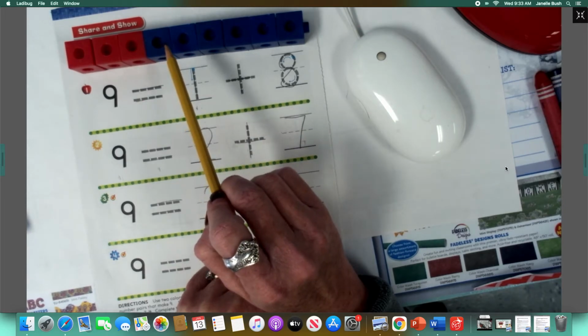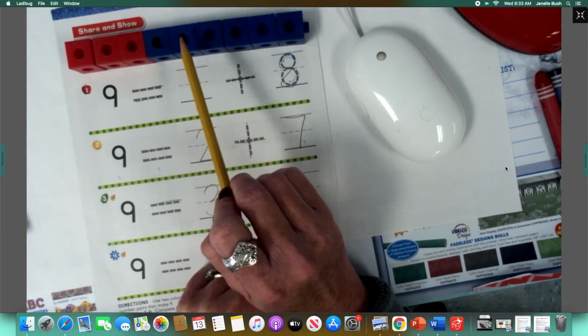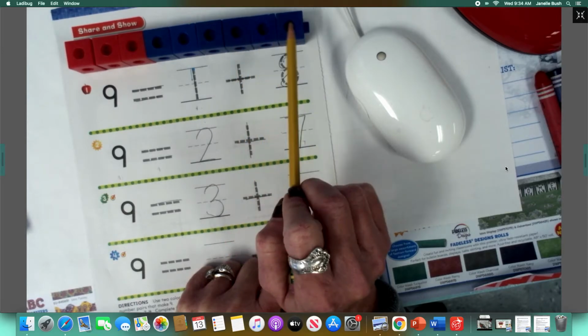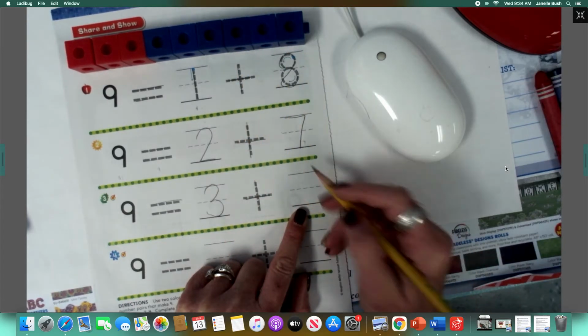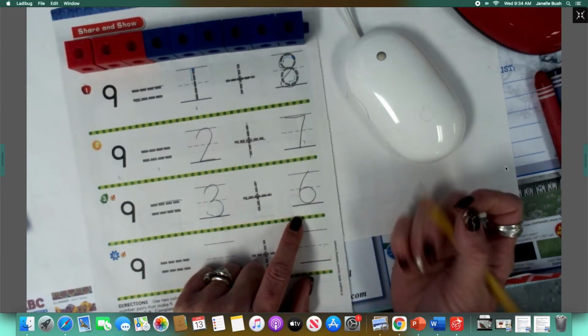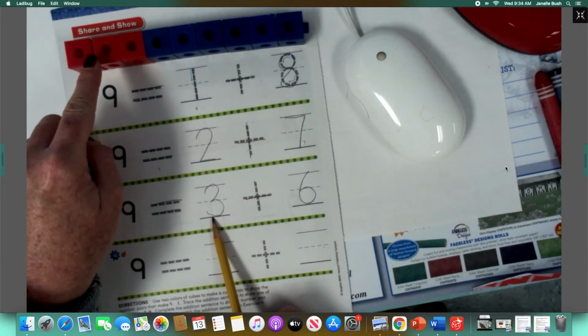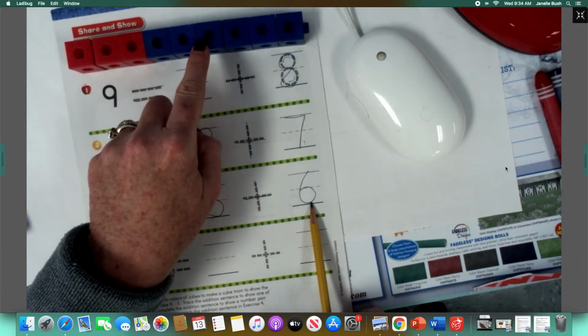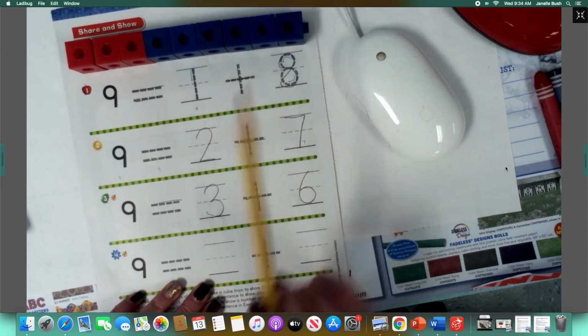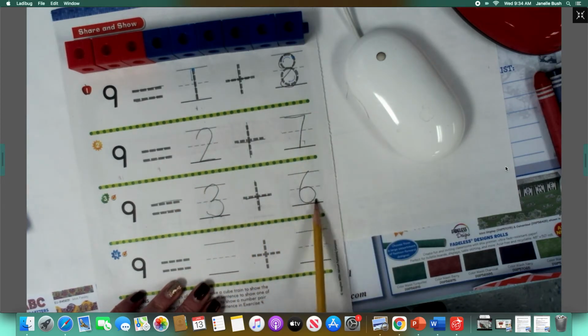Let's count the blue. Ready? 1, 2, 3, 4, 5, 6. So in this blank, you're going to write the number 6 because we have 3 red, and 6 blue. So now we're going to count all of the cubes to see what 3 plus 6 equals.